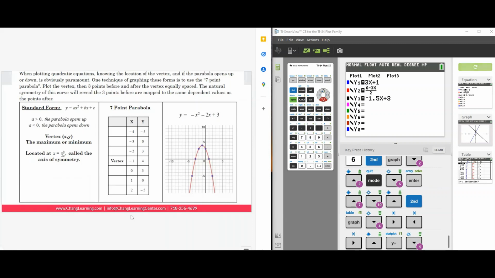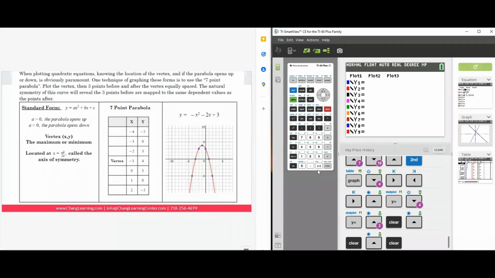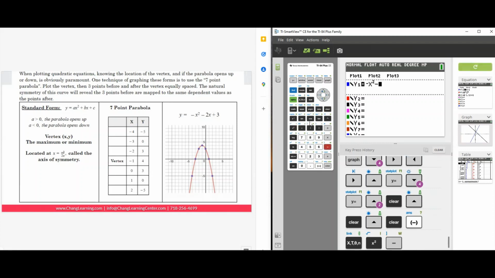Well, one technique for graphing these forms is to use the 7-point parabola. We'll plot the vertex point, then 3 points before it and 3 points after the vertex equally spaced. The natural symmetry of this curve will reveal the 3 points that are mapped on the same dependent values to the points after. So for this 7-point parabola here, what we'll do is, again, I'm going to y equals, and I'll clear these out. And I'll enter the equation negative x squared minus 2x plus 3.